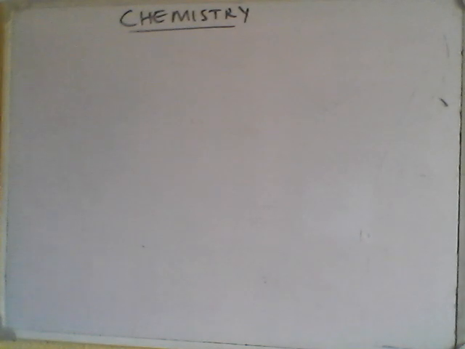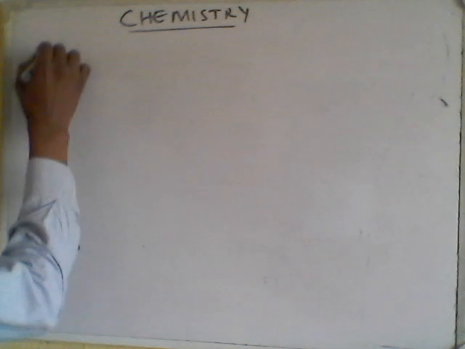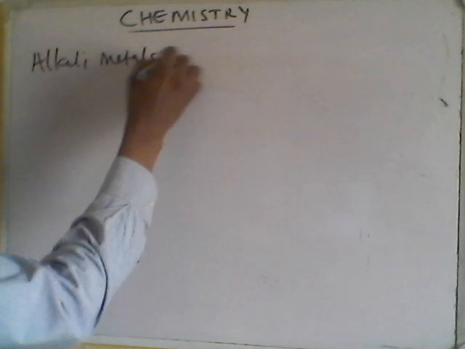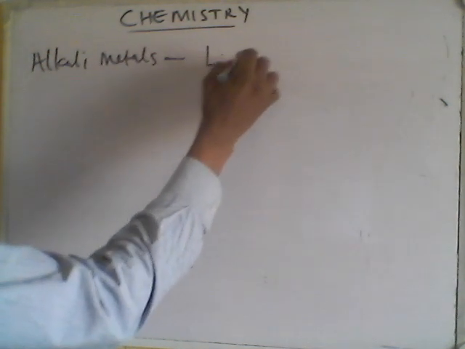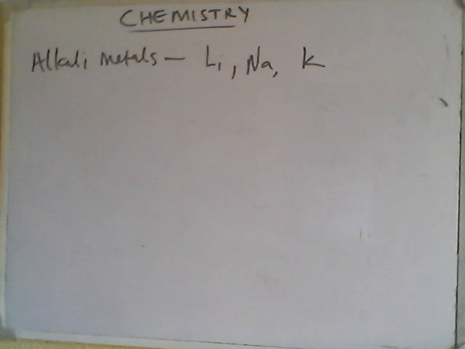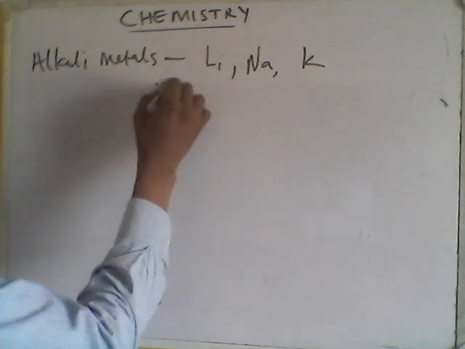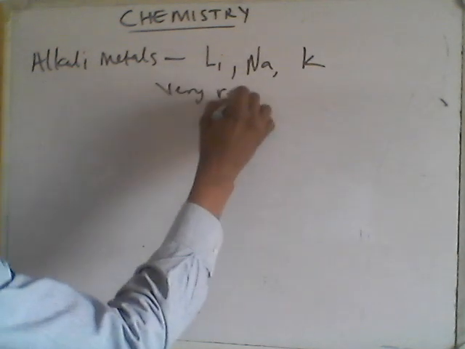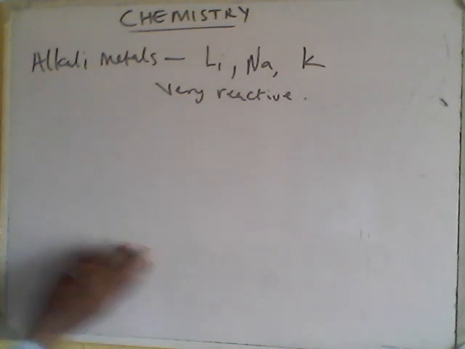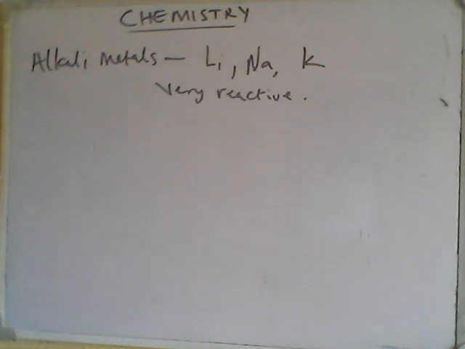Okay, so alkali metals include metals like lithium, sodium, and potassium. These are very, very reactive. They are metals. They are found in the left part of the periodic table. So they are very reactive.